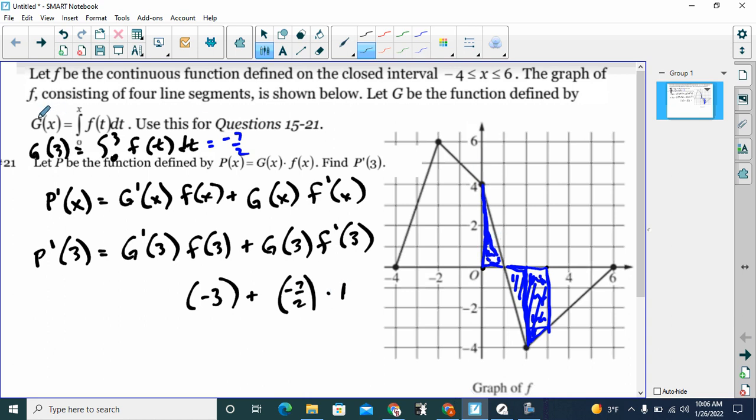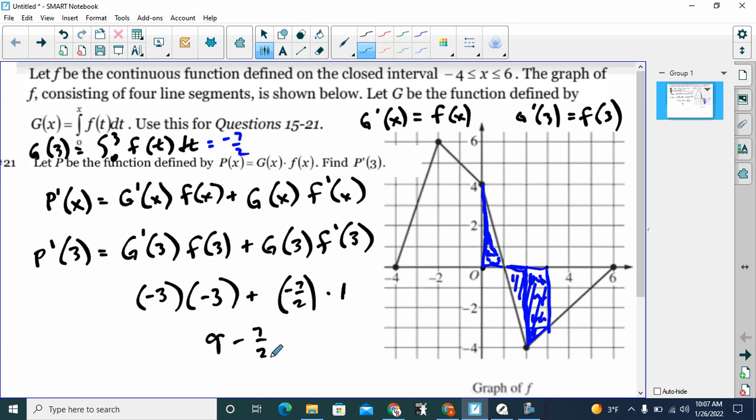G prime of 3, I need the derivative of g. G prime of x. I'll take the derivative of an integral with x as one of the bounds. We just plug in x for our t, times the derivative of what you plugged in, which is just times 1. So g prime of 3, which is what I'm looking for, is equal to f of 3. And f of 3, we already said, was negative 3, so that's also negative 3. So we've got negative 3 times negative 3 plus negative 7/2. 9 minus 7/2 gives me 11/2.